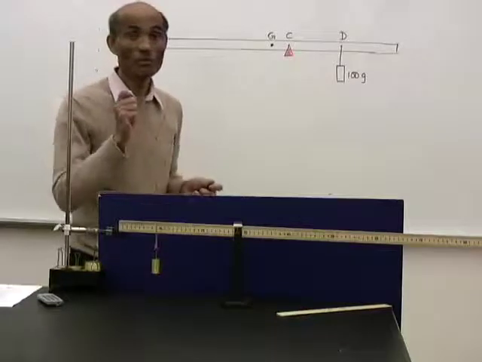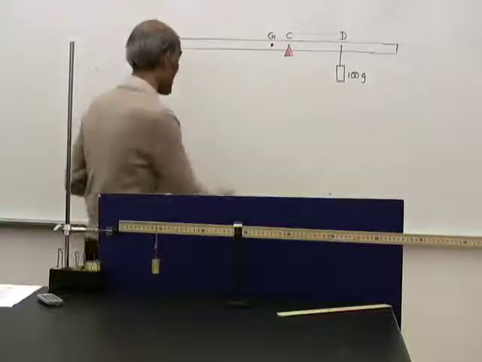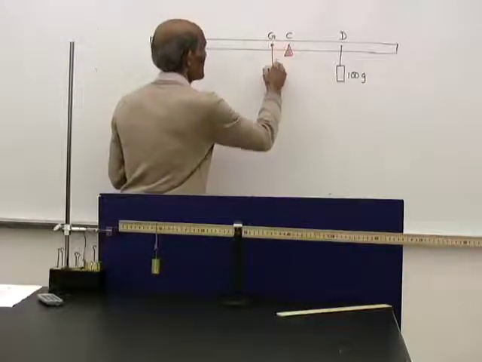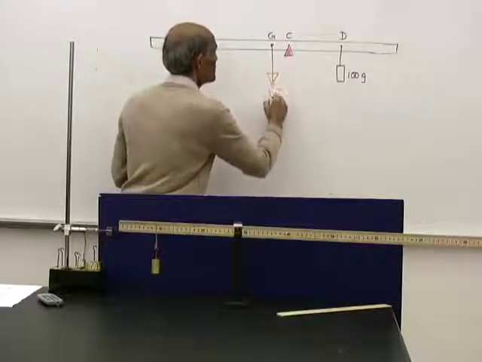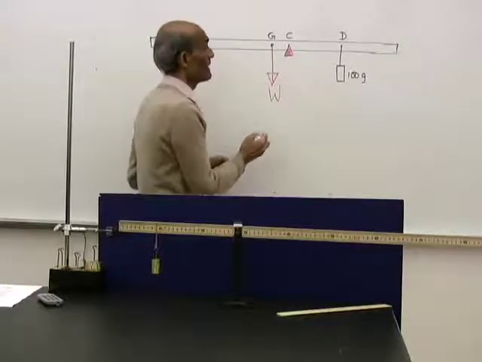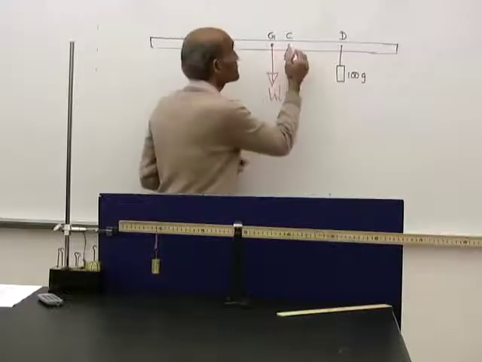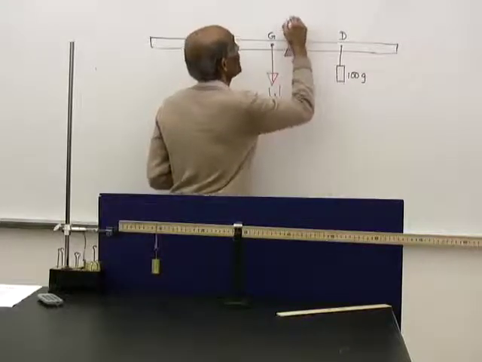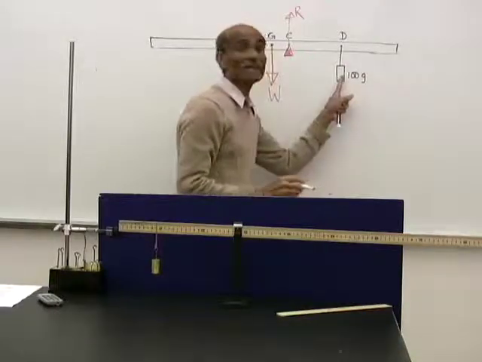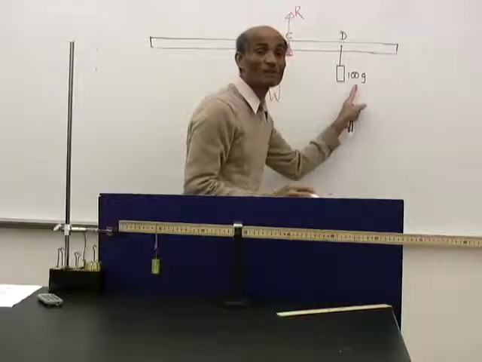Now remember, the weight of an object will always act through its center of gravity. So this is the center of gravity of the ruler. Therefore, this is the weight of the ruler acting at the center of gravity. And of course, at the balance point, there is a reaction force acting upward. That is the reaction force. And then, at D, there is a force applied by the weight of this 100 gram.